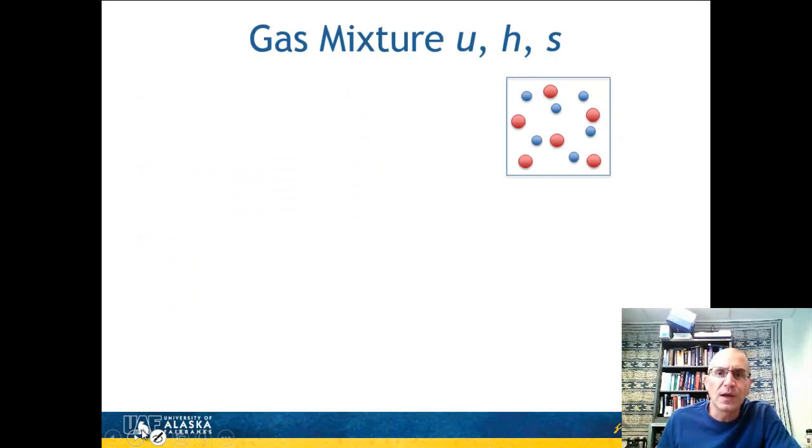All right, so first I want to talk about gas mixtures and what we're trying to do here. Remember, I have a binary mixture of two gases, a blue one and a red one. What we're trying to determine now are these properties U, H, and S. In a previous video, we looked at P, V, and T properties, but now we're looking at internal energy, enthalpy, and entropy values. And it's actually pretty straightforward.